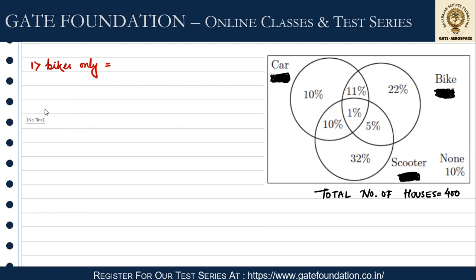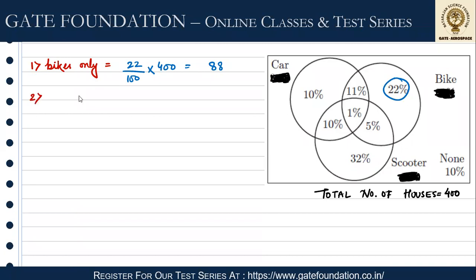88. Very good. That's correct. How do we solve this one? So if you talk about bike only, so only 22% is there, because bike only, so 22 by 100, and what we have is the total number of houses is 400. 22 into 4 will be 88. That's the correct answer. Let's do the next one.